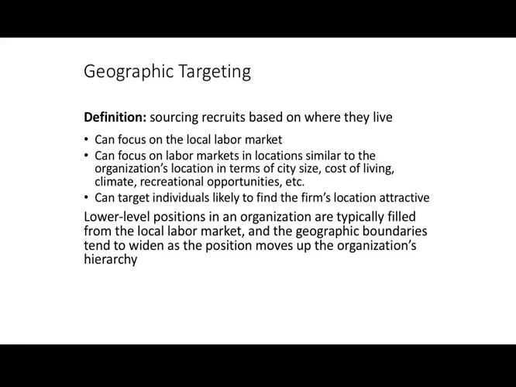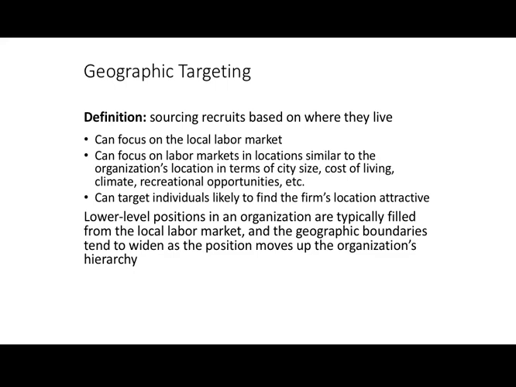The last thing to consider in terms of sourcing is geographic targeting. Basically, we source recruits based on where they live, and that helps us to focus on the local labor market. It can also help us to focus on locations where the size of the city or the cost of living, the climate, the recreational opportunities might be similar to what we have. So we could extend and recruit in locations that are similar to us. We can also target individuals that are likely to find the firm's location attractive.